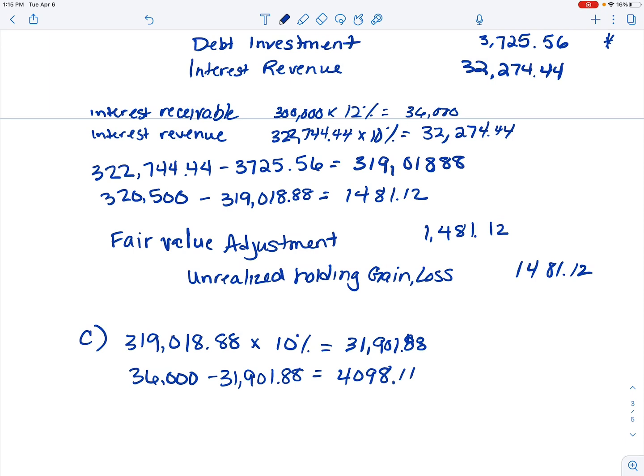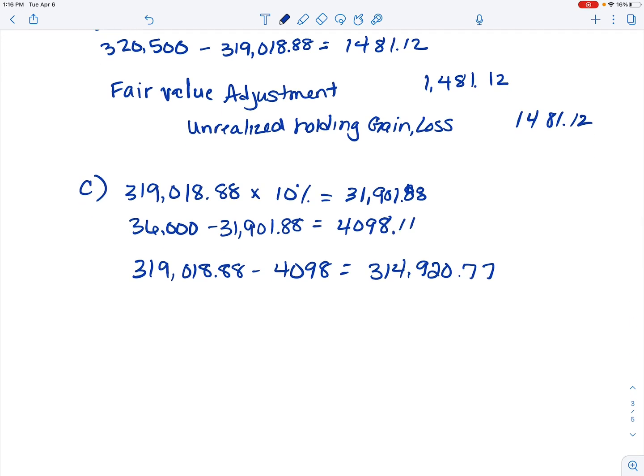So when I take the value I have, subtract the 4098, it's going to come to an amortized cost of $314,920.77. Now I can compare it to my fair value. This is my amortized cost I just figured out.